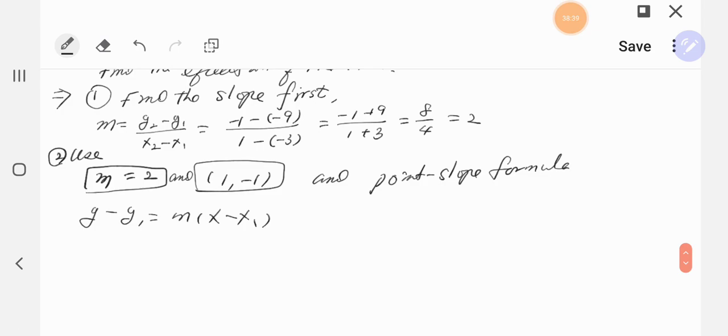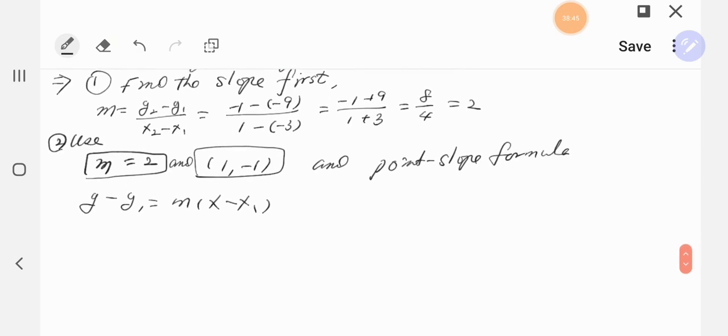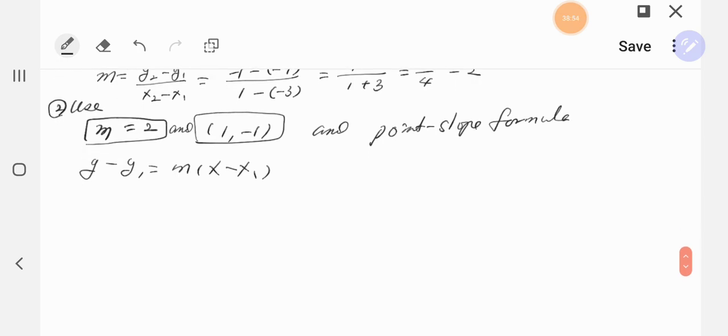So we found the slope. Since there are 2 points, we can use either of them. Using a point and the slope, we use the point slope formula to write an equation. So y minus y1, which is negative 1, equals m times x minus x1. This is the equation, but we need to simplify it. Rewrite the equation in slope intercept form. So plus 1 on each side, then y equals 2x minus 3.